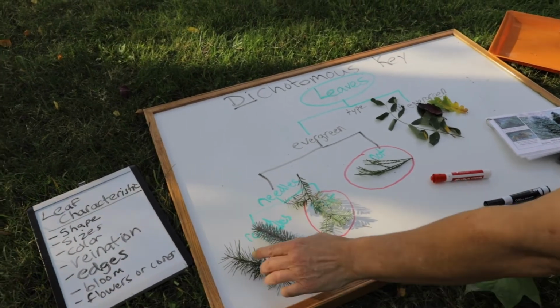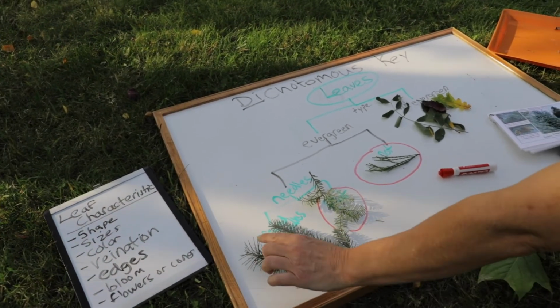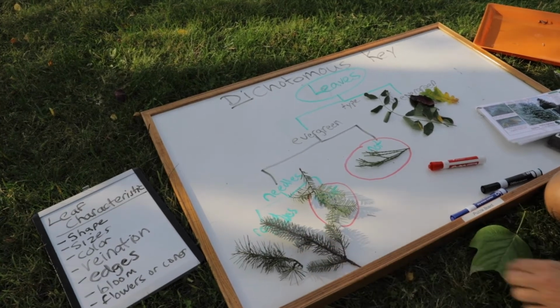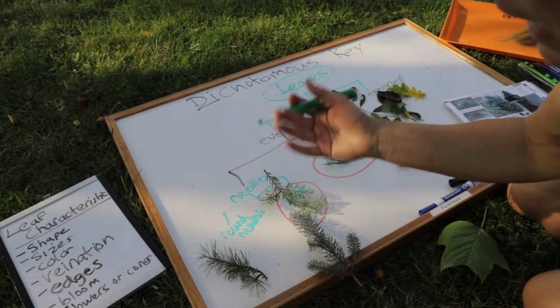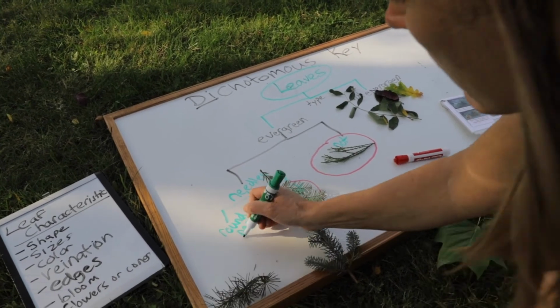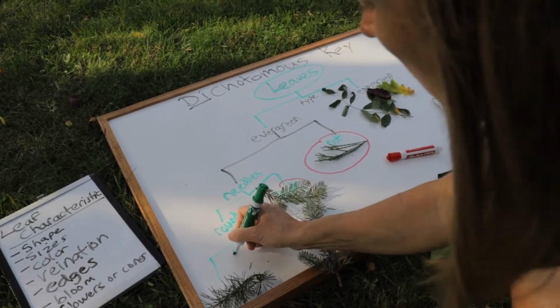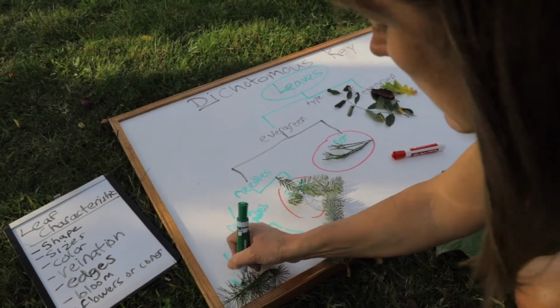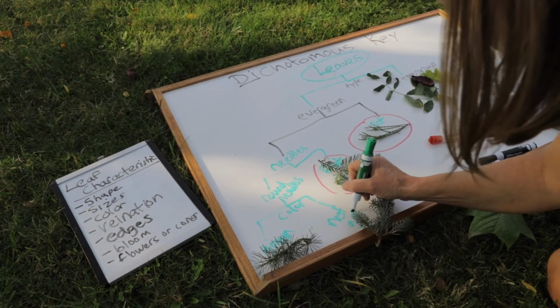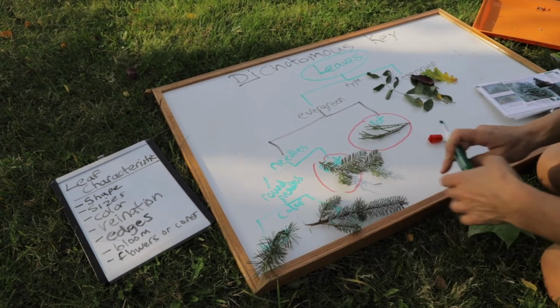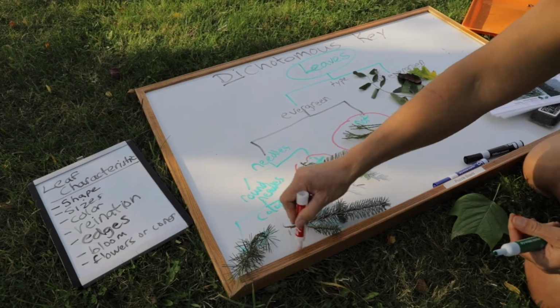But we could also do needle length. These look like they're longer than all the ones on here, but I think I'll do a gray color or green and not green. How about that? So this one is based on color, and it's green and not green. And now all of those are by themselves.